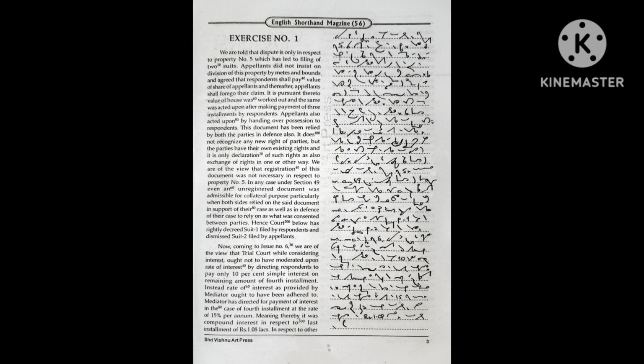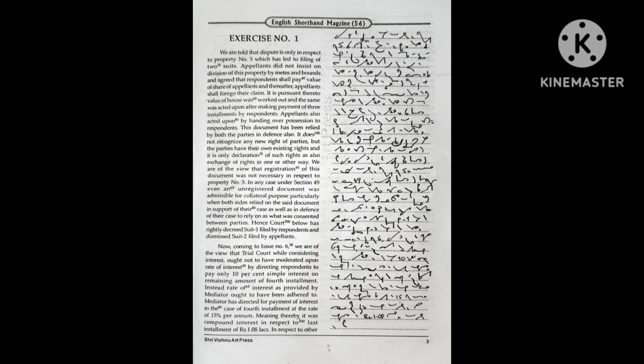We are told that the dispute is only in respect to property number 5, which has led to the filing of two suits. Appellants did not insist on division of this property by metes and bounds, and agreed that respondents shall pay the value of the share of appellants, and thereafter appellants shall forego their claim. It is pursuant thereto that the value of the house was worked out, and the same was acted upon after making payment of 3 installments by respondents.